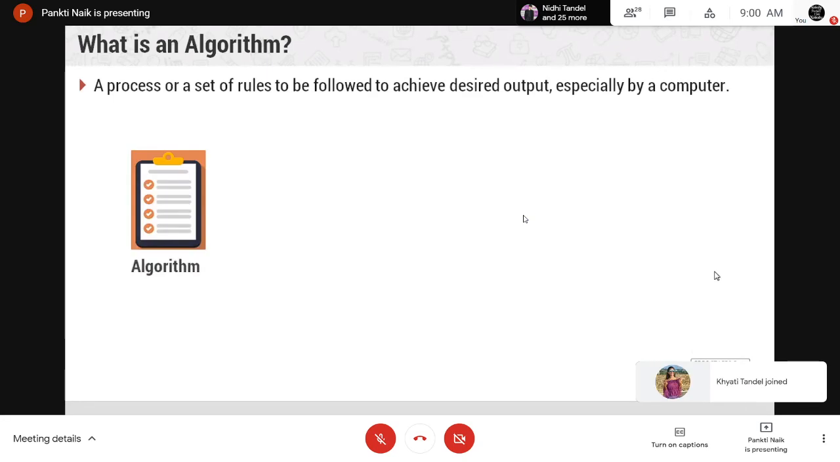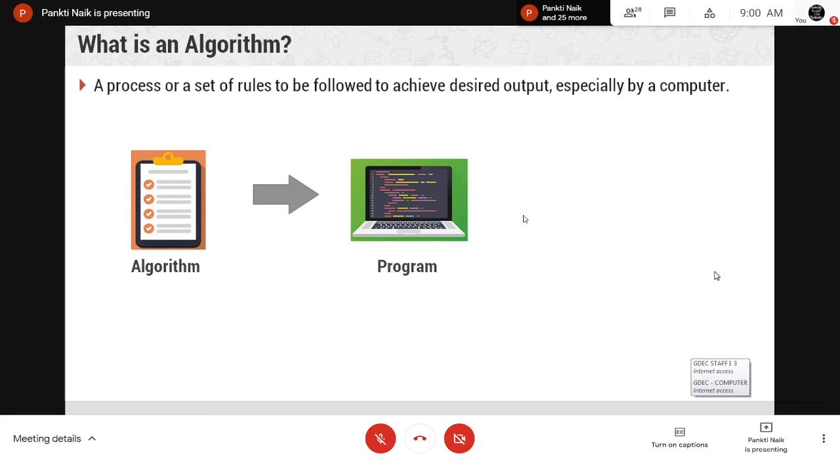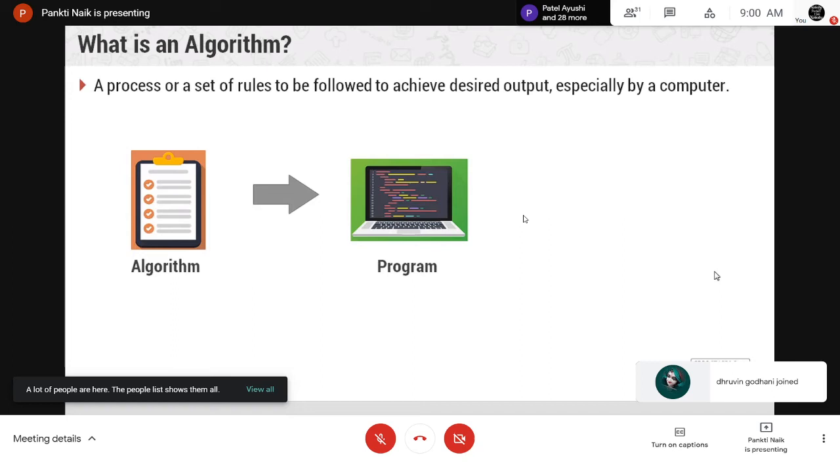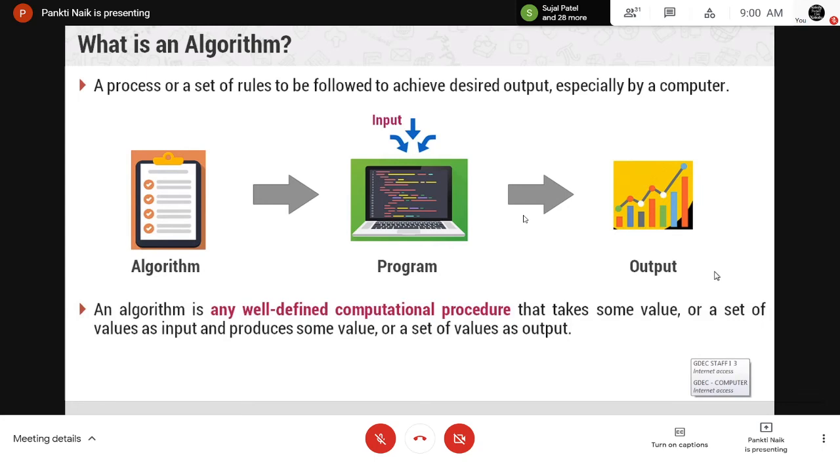The definition of algorithm: process will follow to achieve desired output, especially by the computer, right? So an algorithm will be input for any higher level programming language, right? So an algorithm to solve any problem, and using any higher level programming language, convert that algorithm into a program, right?